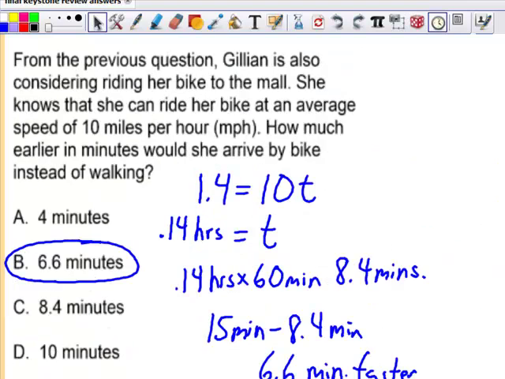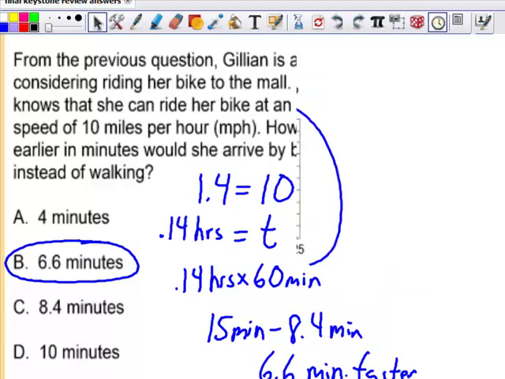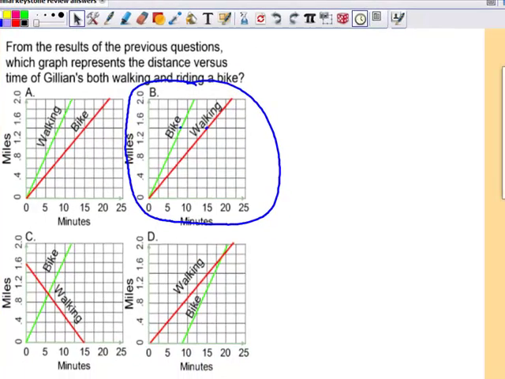And then this problem, again, D equals RT. You can figure out how much time it's going to take on a bike. Okay, again, it's hours, convert to minutes, and then you can do the difference. Okay, and the last one matches up with B.